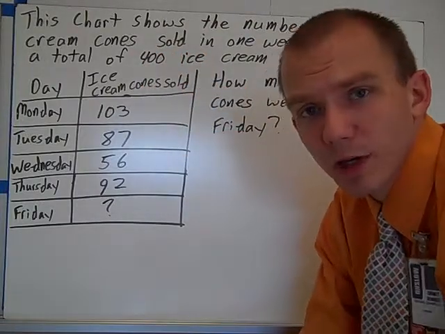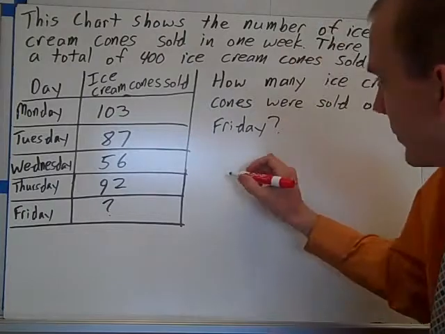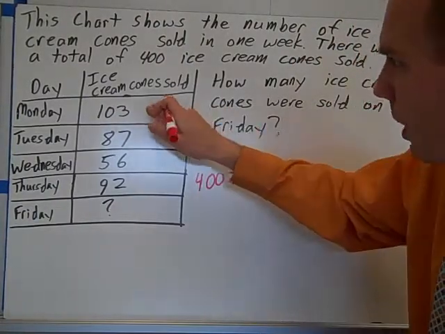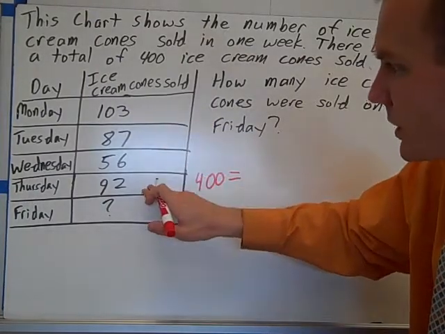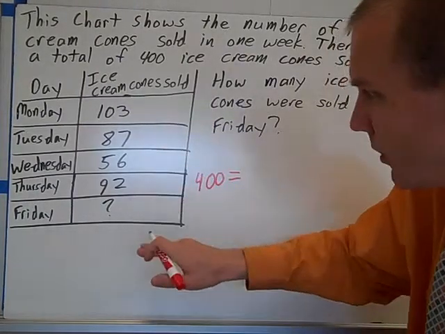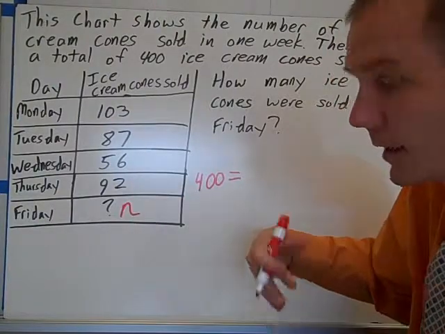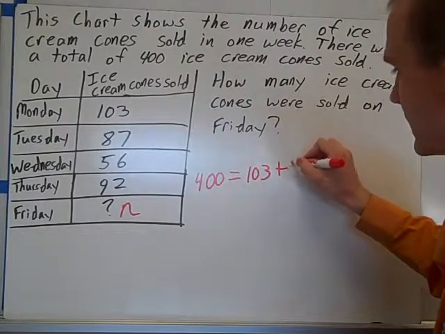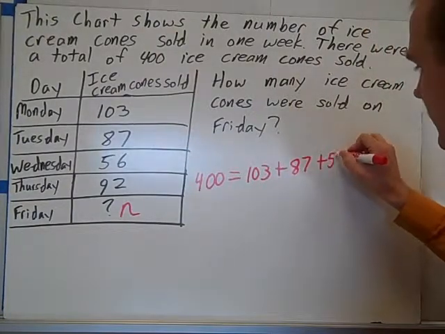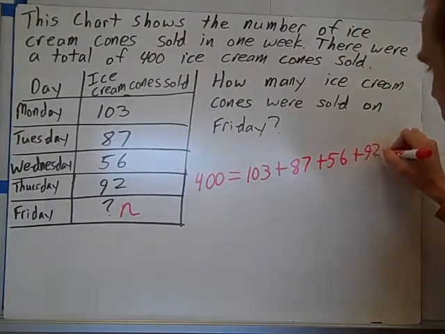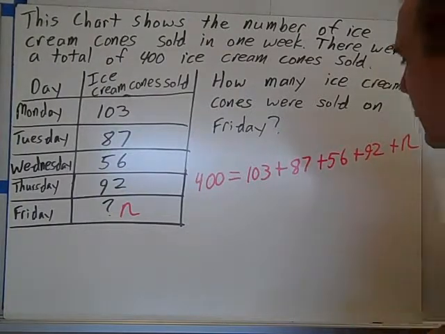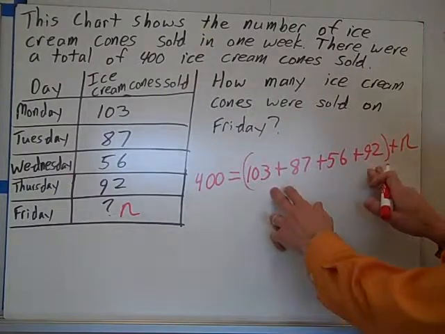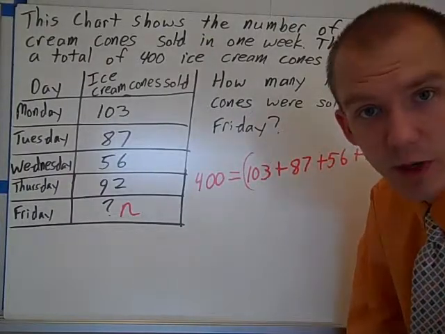So this is one where I probably want to set up an equation, because I would have the 400 is the total, and that's going to equal Monday plus Tuesday plus Wednesday plus Thursday plus Friday. I don't know Friday, so I could just call that n as an unknown. And I would do 103 plus 87 plus 56 plus 92 plus n. Now what I do know is that I can just add up all of these numbers and get a total to simplify this equation.